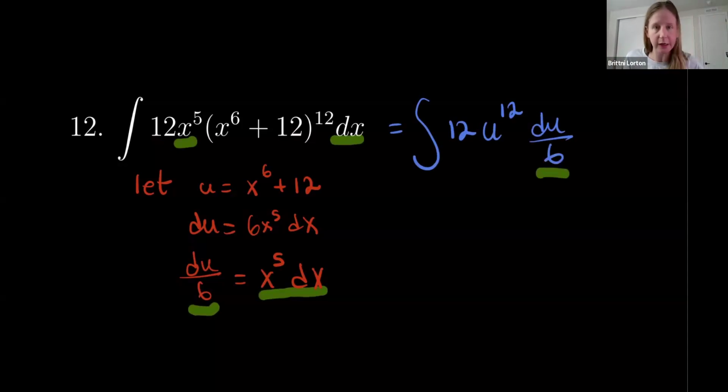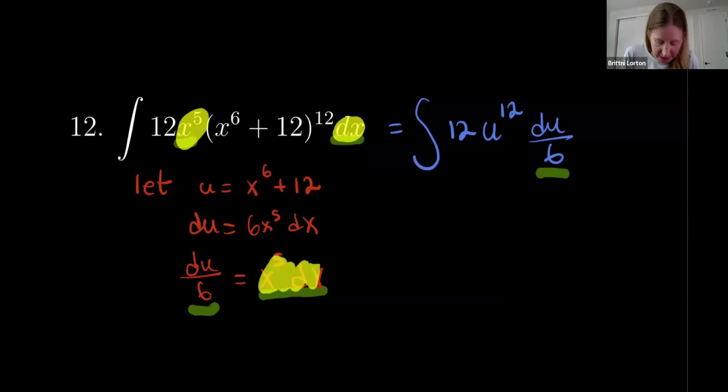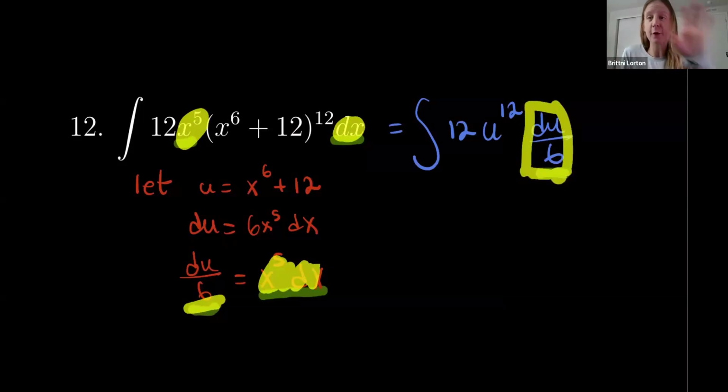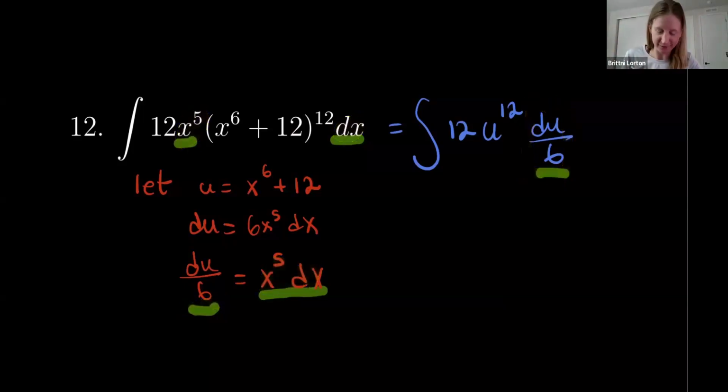Let me point it out to you again. So if you're watching, there's kind of a lot on the screen, so maybe pause what you're writing down and just watch for a second. It's this entire x to the 5th and dx that got turned into this entire du over 6. And that's why the leftover was the 12, and then that parentheses to the 12.